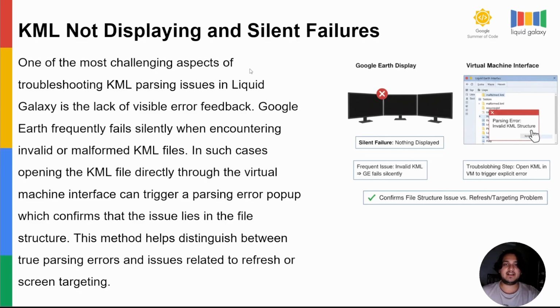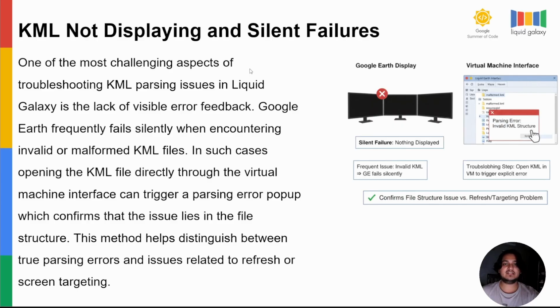When we open the file manually inside the Google Earth Virtual Machine, Google Earth often displays a parsing issue error pop-up. This pop-up explicitly tells us that the file has an invalid KML structure. This is extremely helpful because it immediately confirms that the issue lies in the file structure itself, not in the refreshing behavior, file placement, or screen targeting.